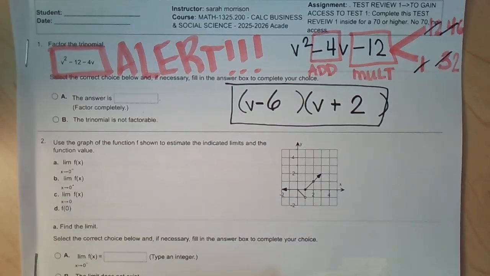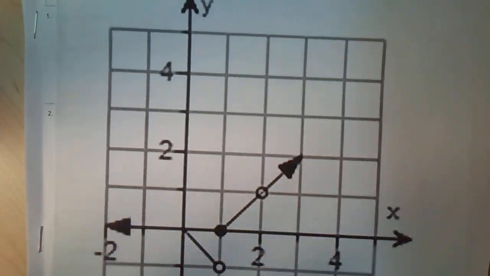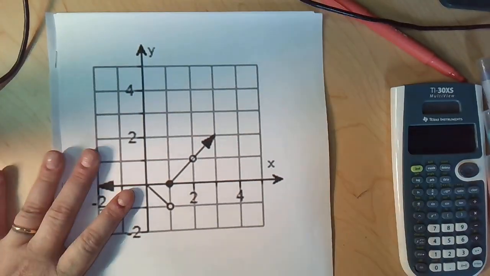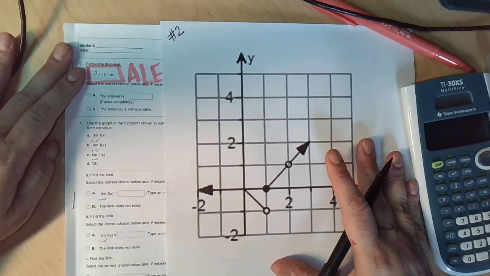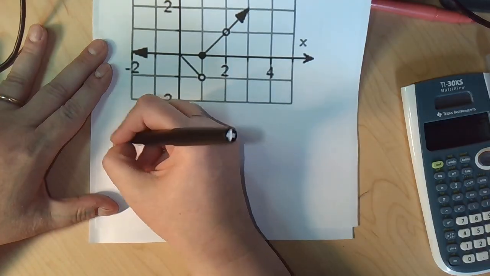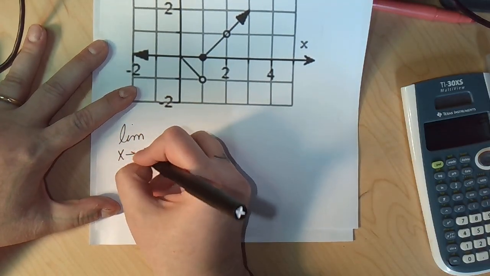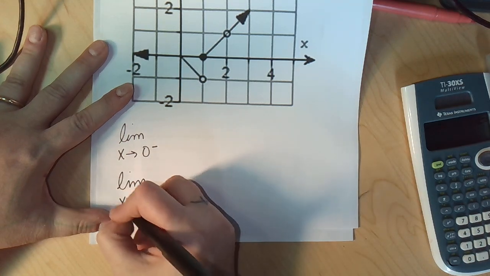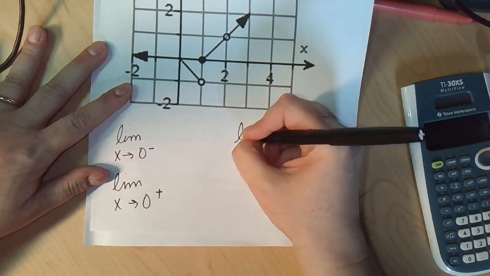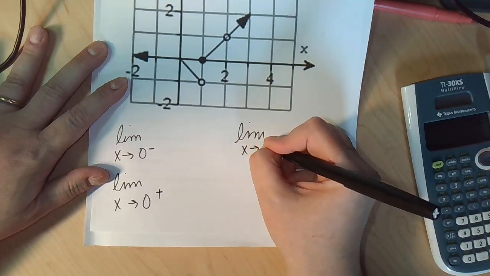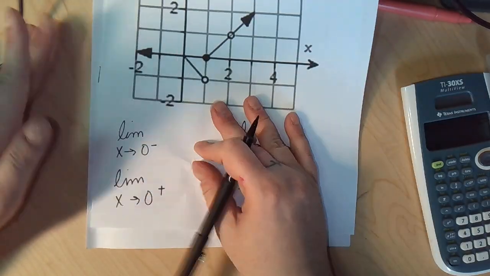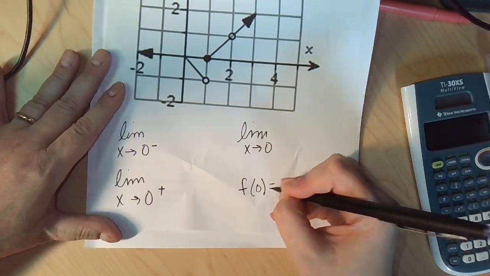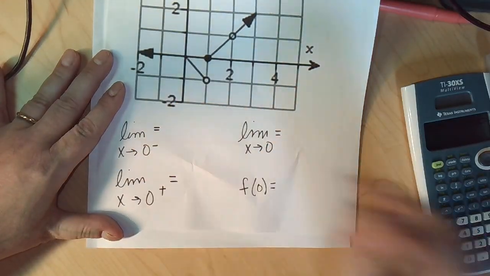Okay, let's look at number 2. Number 2's kind of small, so I put it big. So here's your number 2. Number 2 was asking about limits around the 0. Just bear with me, okay?